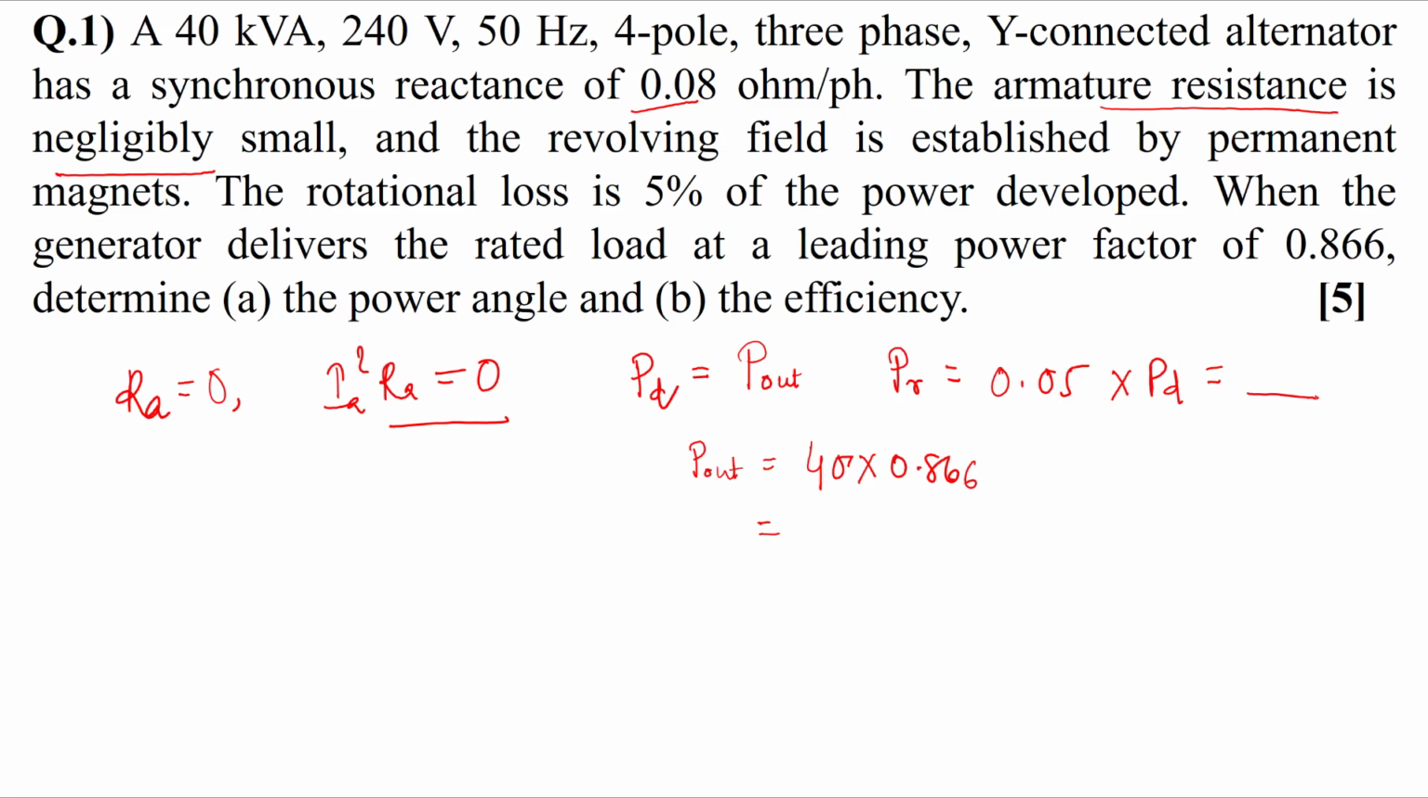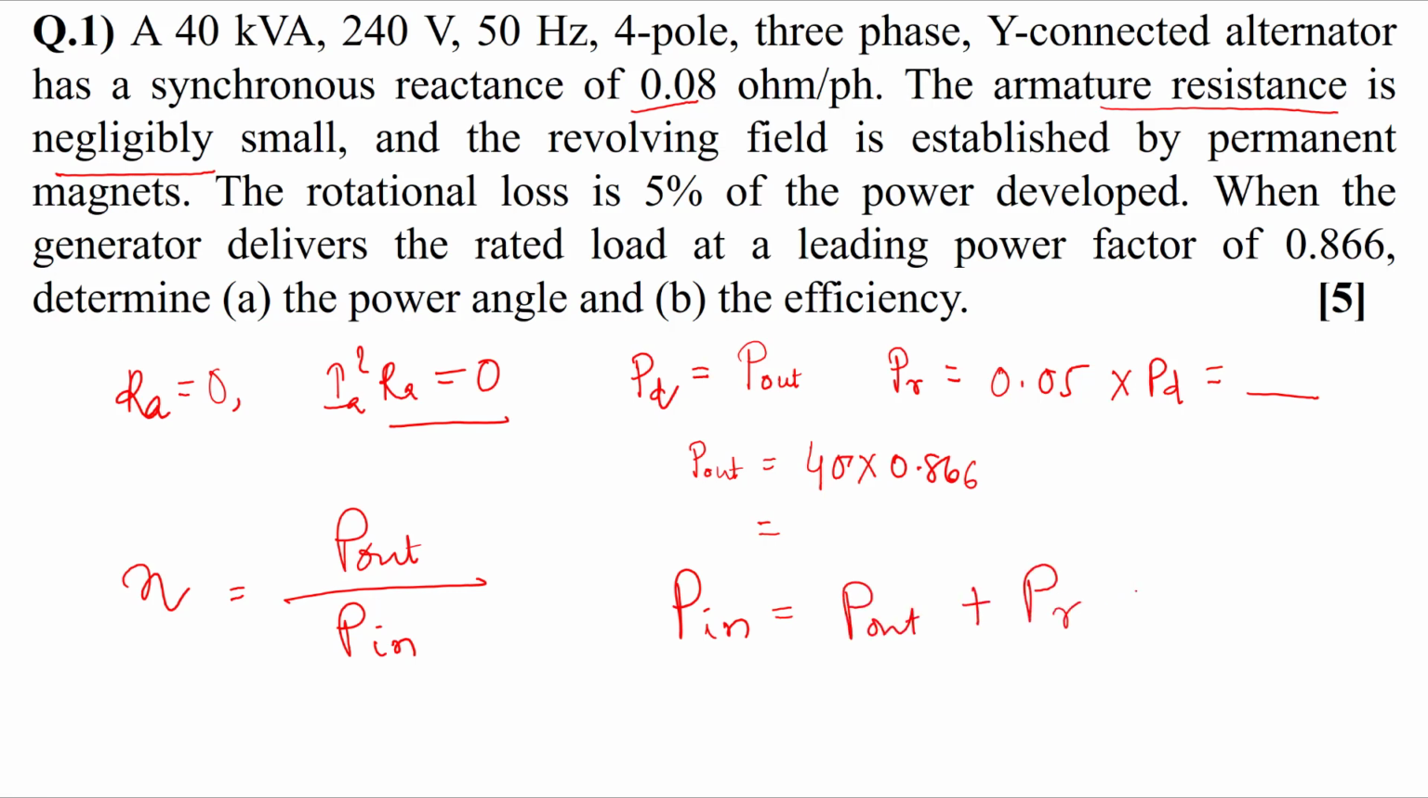Now what else is asked? Power factor, power angle and efficiency. So efficiency we know, efficiency is P out by P in. So P in is how much? P out plus PR. Because your copper loss is 0, so this P out plus PR is sufficient, right? Okay. So you can find P in also. Now substitute P out, P in, you will find efficiency. It is a very simple problem, right?